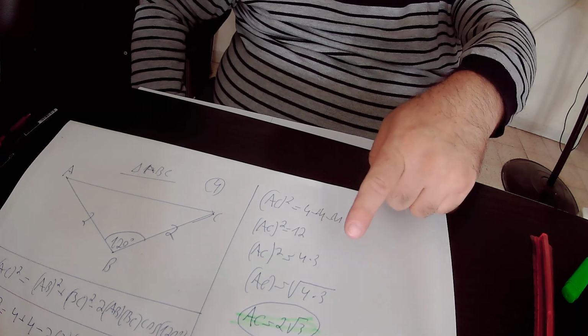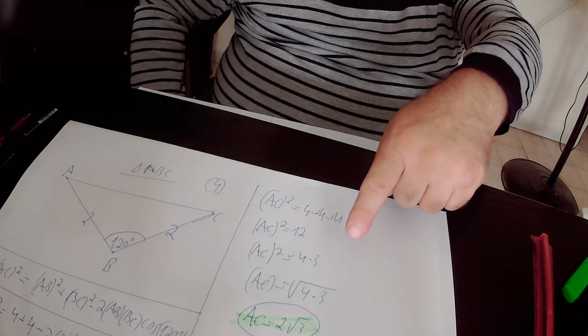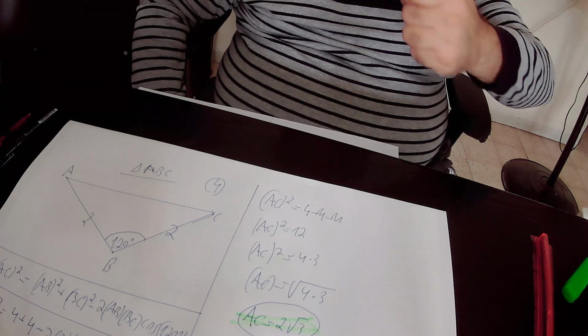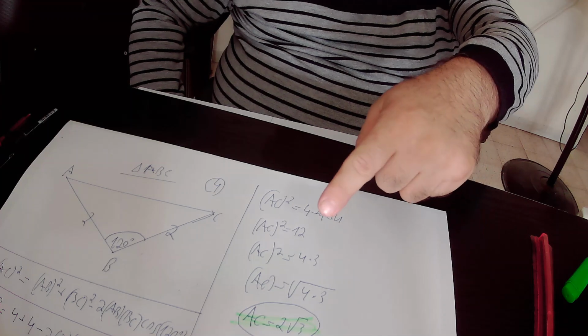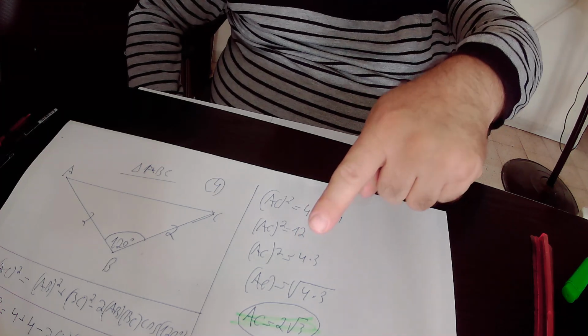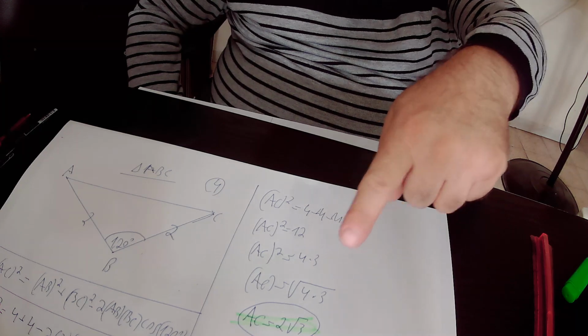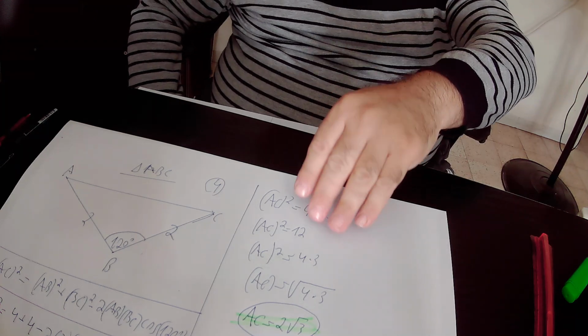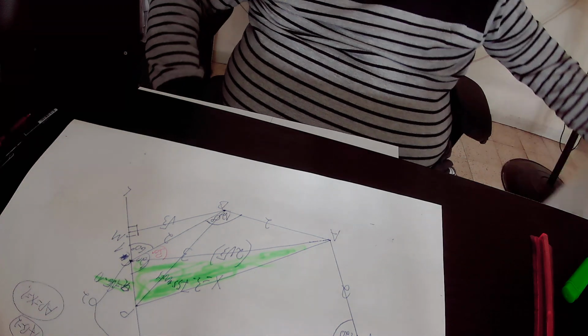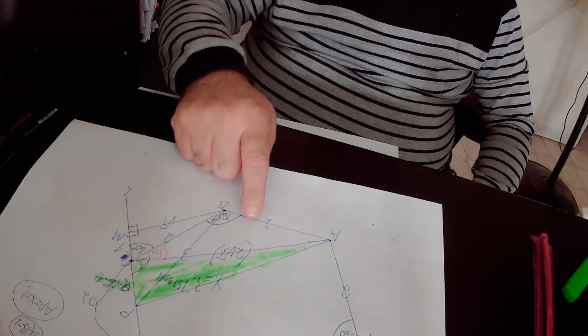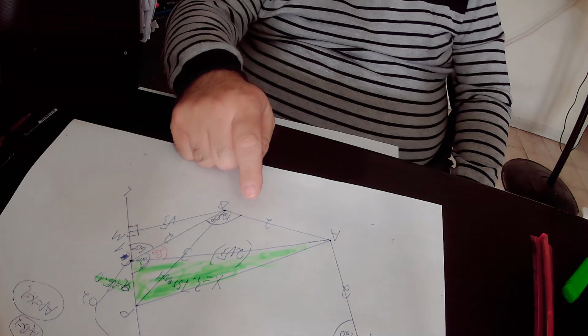Here we took a root of this equation and found out that AC equals the square root of 4 times 3. Here we took 4 out of the root. The square root of 4 is 2, and inside the root we are left only with 3, so it is 2 times the square root of 3. So here we can write down that the length of this side AC of triangle ABC equals 2 times the square root of 3 units.